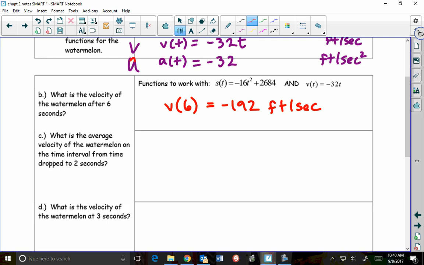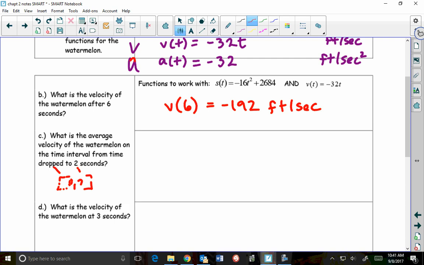Alright. The next one now says, what is the average velocity? Do not mess this up. Okay, write this correctly, please, I beg you. Please write this correctly right now. Go. It's S of b minus S of a, over b minus a. From the time of drop to 2 seconds is what interval? 0 to 2.